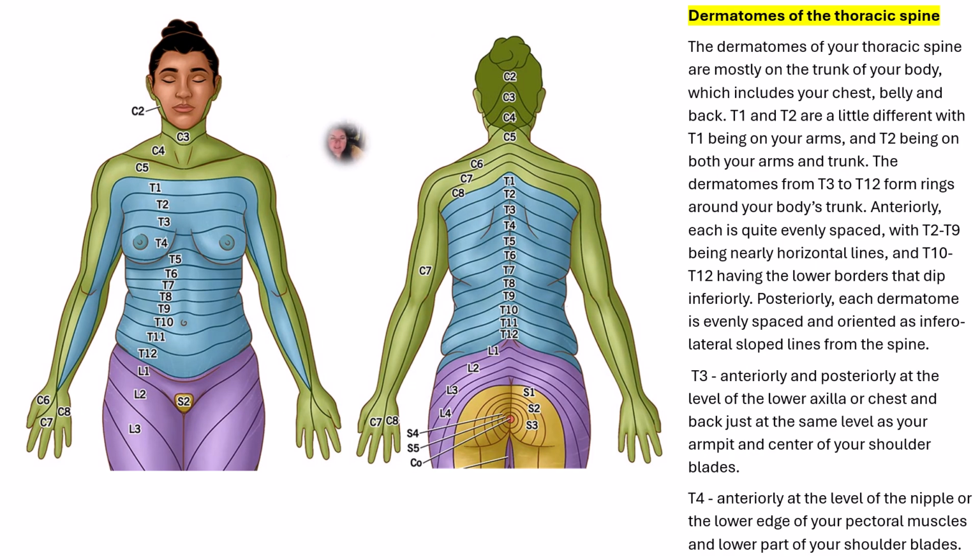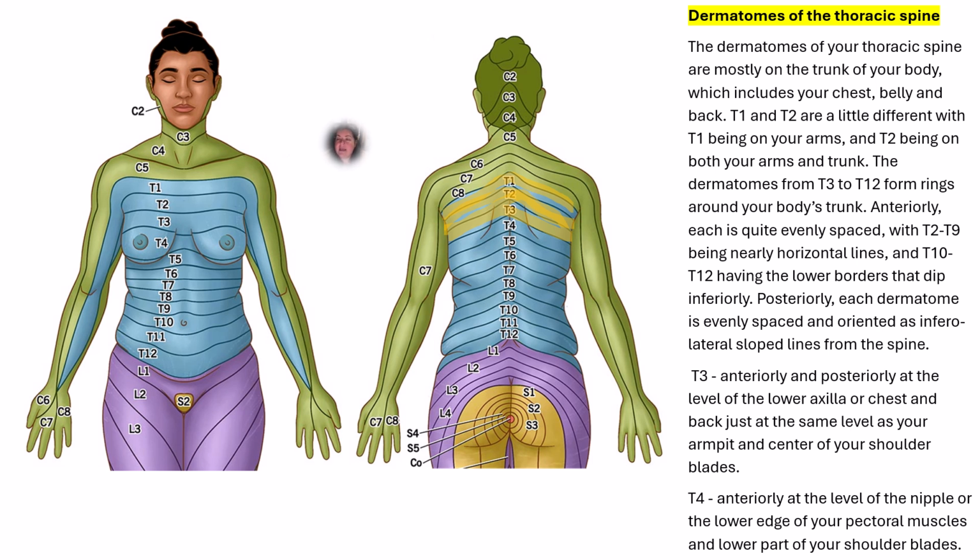All right, now we covered the top a little bit. Now we're going to talk about some of the dermatomes of the lower thoracic spine. So the dermatomes of your thoracic spine are mostly on the trunk of your body. That includes your chest, belly, and back. We just talked about the 2 that are in the upper bands of your back right above your armpit, and ending right at the armpit level. All right, T1 and T2 are a little bit different than the rest of them because T1 is generally thought to bleed into your arms, and T2 is both on your arms and that trunk circling around that upper body there around the upper armpit.